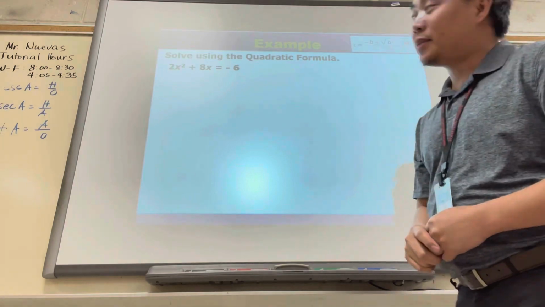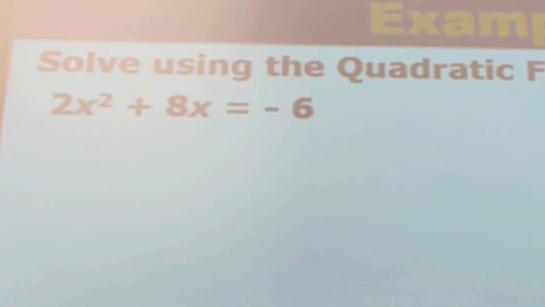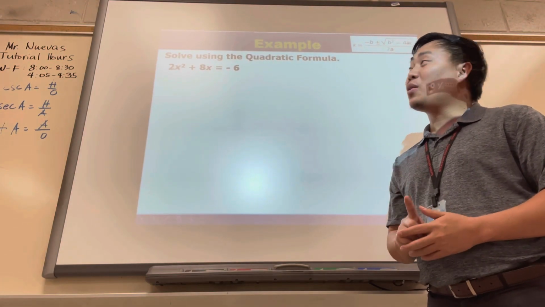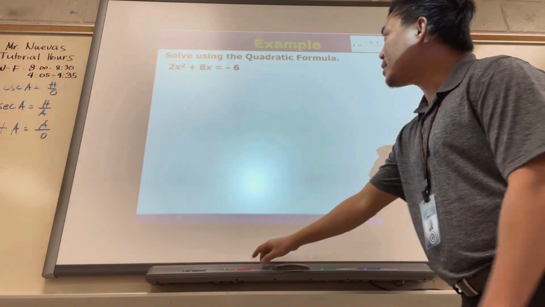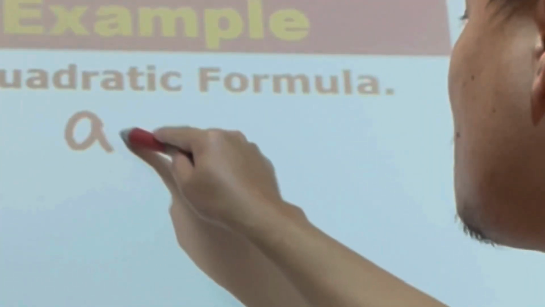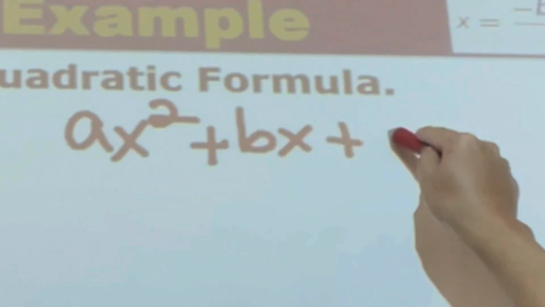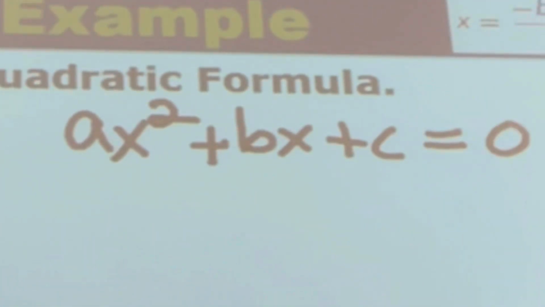For example, we have 2x squared plus 8x is equal to negative 6. First, we have to make sure that the equation is in standard form. Standard form means that it should be in this format: ax squared plus bx plus c is equal to 0.